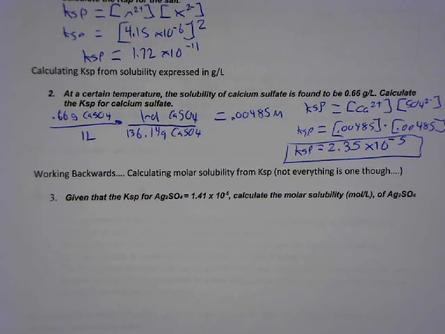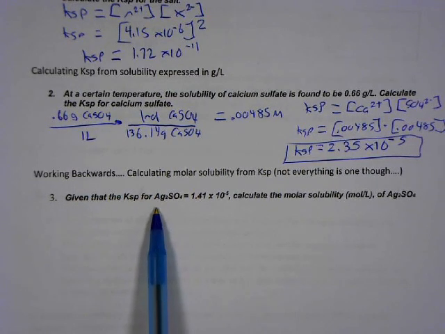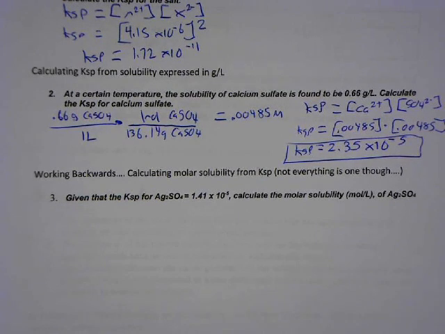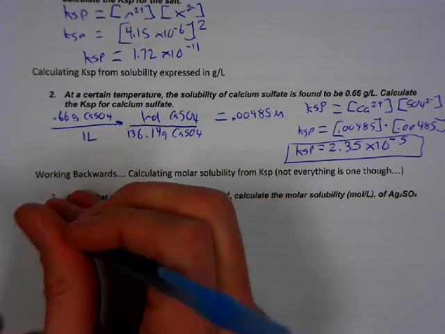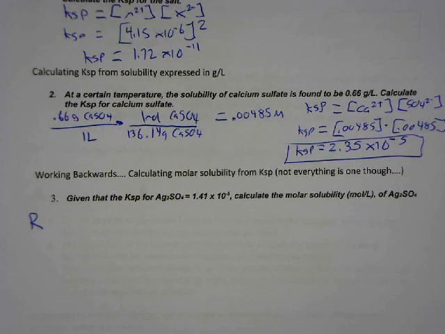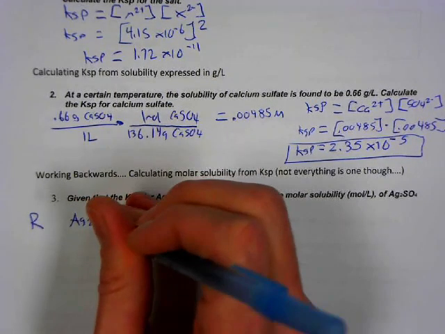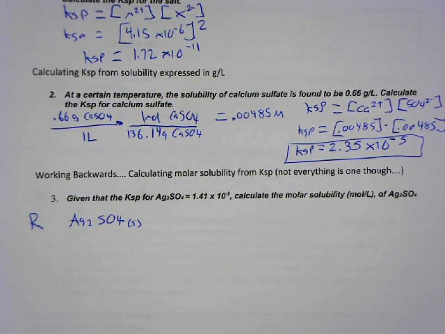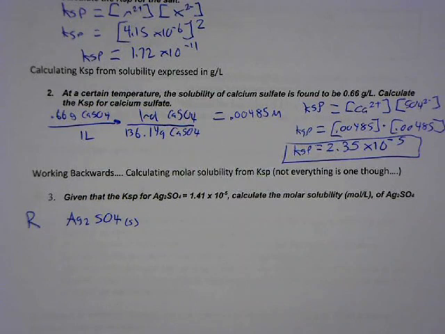Working backwards, calculating molar solubility from KSP. But now, not everything is 1. So, given the KSP for Ag2SO4 is 1.41 times 10 to the fifth, calculate the molar solubility in moles per liter of Ag2SO4. Step number 1, write your expression. Write your equation. Ag2SO4, which is a solid.